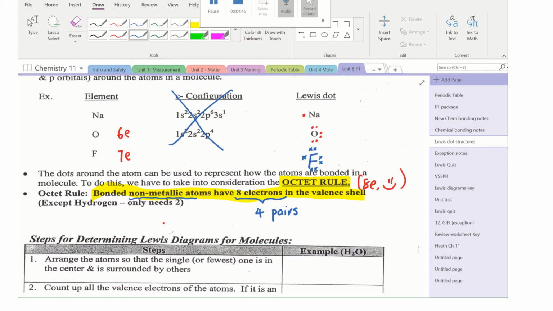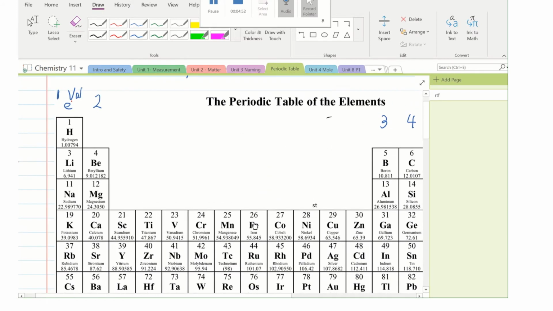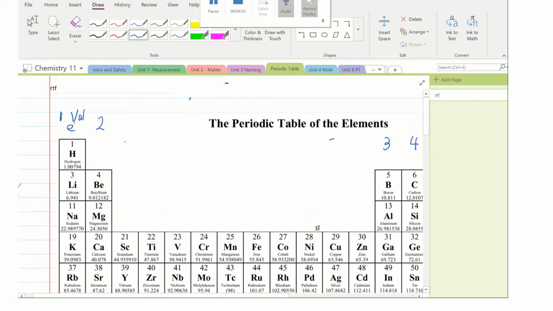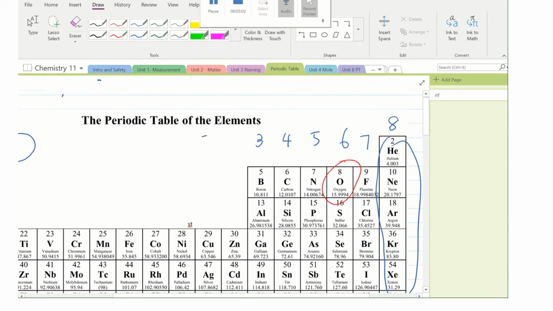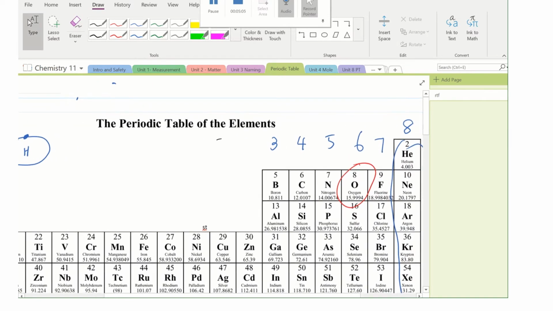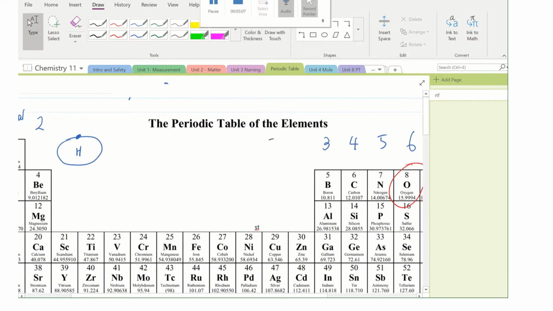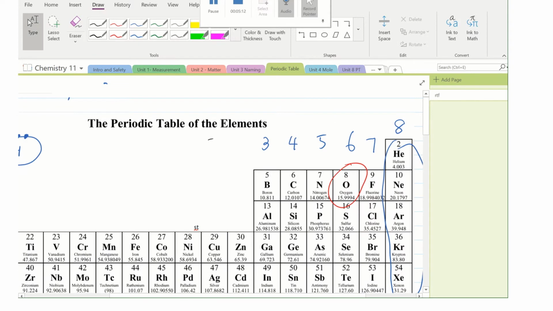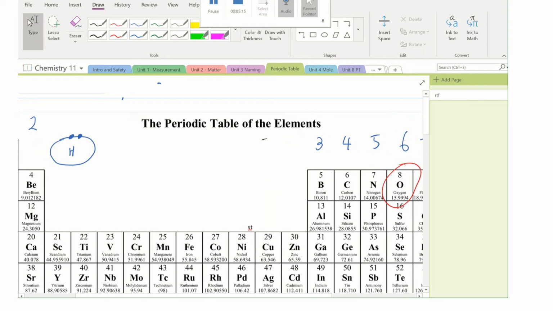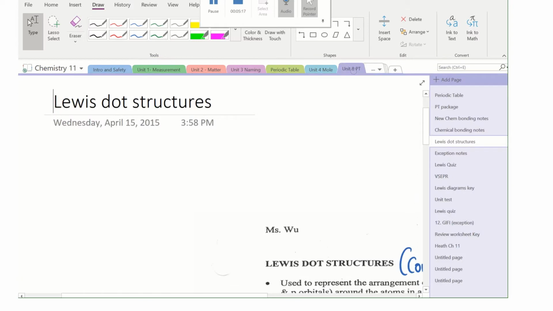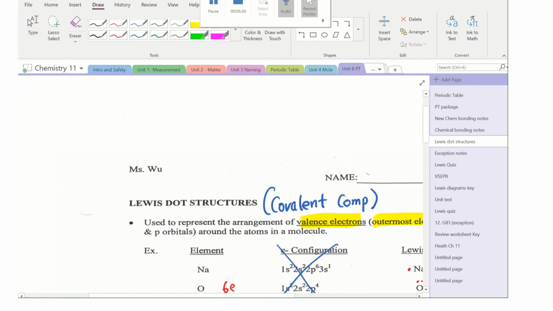With the exception of hydrogen, hydrogen only needs 2. If you remember that from when you draw a Bohr diagram, hydrogen only has 1 valence electron. So this is hydrogen with 1 valence electron, and it likes to resemble helium. By gaining 1 extra electron, it has 2, and just like helium, it's stable, it's happy. So hydrogen is the exception to the rule. It only likes to have 2.